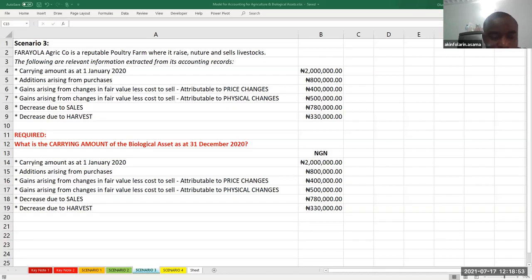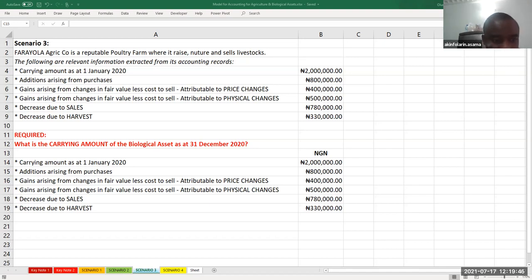Okay, so I'd like to attempt it one by one. First, carrying amount as at 1st January 2020 stands at 2 million. Additions now. In addition, purchases for the year, 800,000, that is an addition. Gains arising from changes in fair value less cost to sell. In this case, the standard requires that it should be charged to profit or loss. So I think both the 400,000 and 500,000 will be charged to profit or loss.